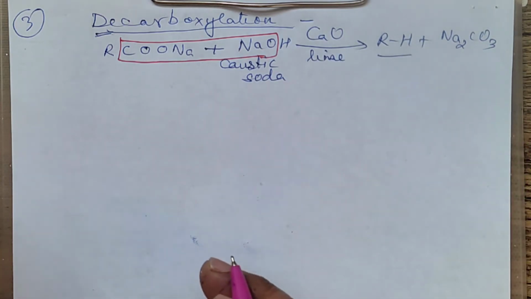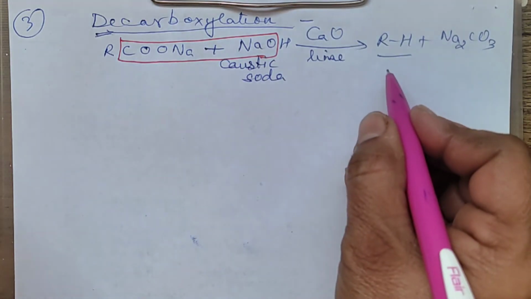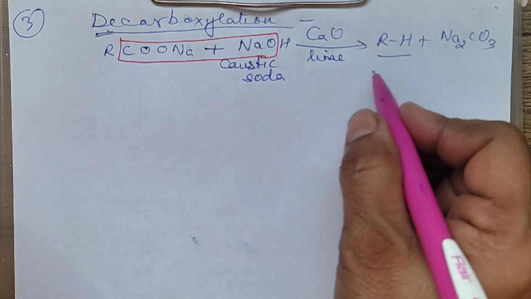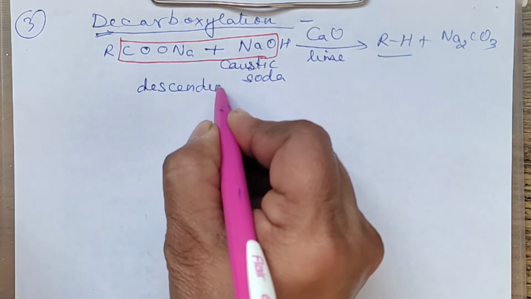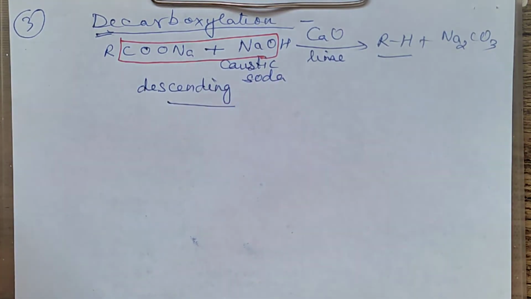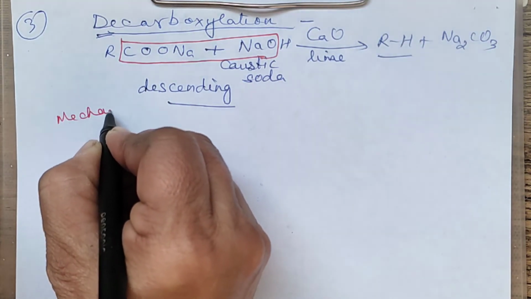A very, very important thing in this is that you are getting a product with one carbon less. That means this particular reaction is used for descending the alkanes. In case you are asked that you want to prepare the alkane with a smaller number of carbon atoms, then you can make use of this decarboxylation reaction. A very important reaction for descending, getting fewer carbon atoms. Okay, now actually what is the mechanism of this reaction? Let us understand the mechanism.